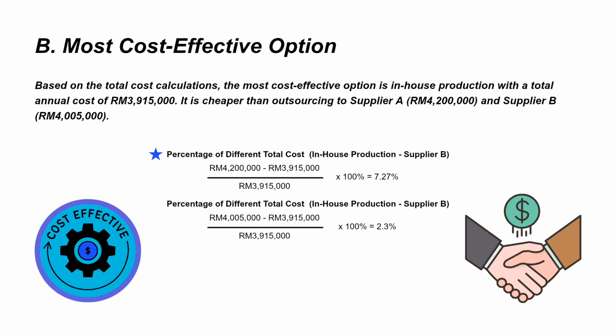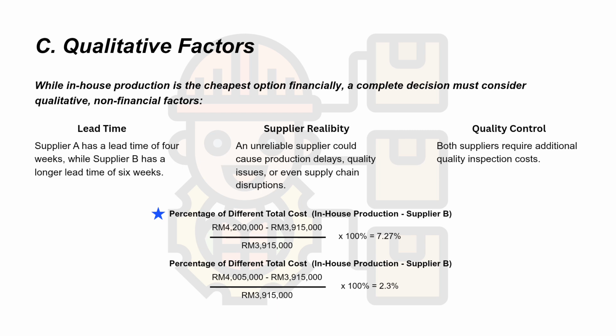From a financial perspective, the most cost-effective option is to continue with in-house production at a total cost of 3,915,000. It is cheaper than both outsourcing options. While the cost difference between in-house production and the cheapest outsourcing option, which is supplier B, is minimal, only a 2.3% increase in cost, I strongly recommend that GTI continues to produce the module in-house for two primary reasons.